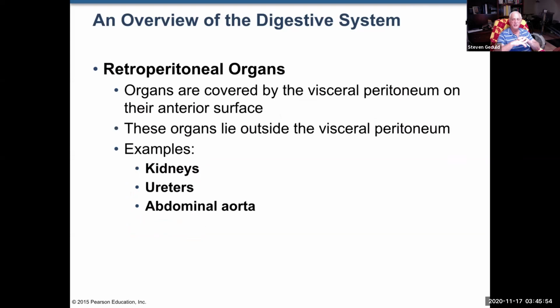The retroperitoneal organs are covered by the visceral peritoneum on their anterior surface, but they lie outside the visceral peritoneum. So like outside of that visceral layer. Okay, and those are your kidneys, your ureters and the abdominal aorta. Remember, the aorta becomes the abdominal aorta once it passes the diaphragm. The aorta went from the ascending aorta, aortic arch, descending aorta, thoracic aorta, passes the diaphragm, it becomes the abdominal aorta. Okay.